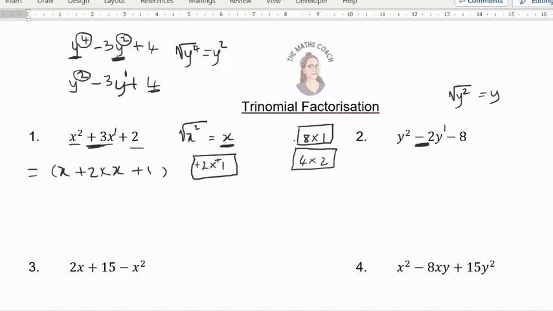Okay, 8 plus 1, no. 8 minus 1, no, that's definitely not going to work. Can 4 and 2 help us? Well, it will have to be negative 4 plus 2. Can you see that your integers are going to be important with this? So there we have y, and then minus 4, and then plus 2. If you FOIL this out, you will see that you get back to that trinomial. Okay, so far so good. Let's look at number 3.